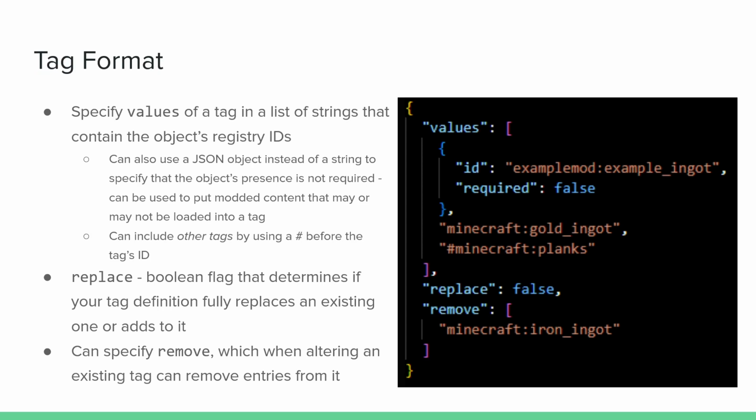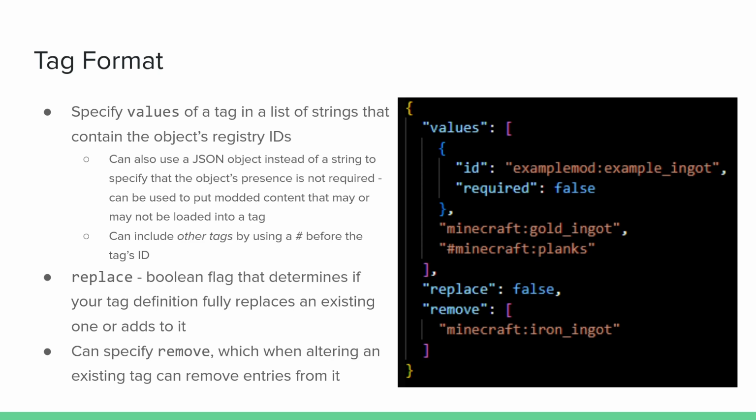And then, here's what a tag definition actually looks like. They're JSON files in the data folder. So you can specify the values that are associated with the tag. And the name of the file is actually what the tag is. Like most things in the data folder, the name is very important.